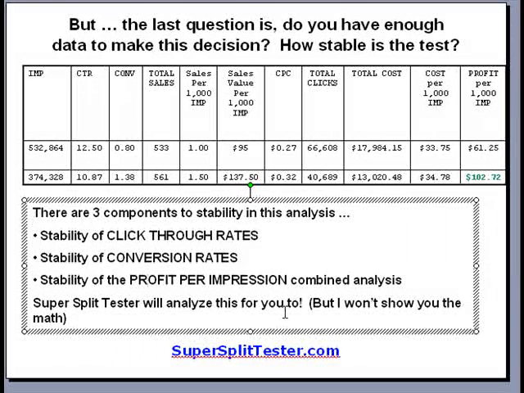You don't have to worry about all this math. Super Split Tester will do it all for you behind the scenes. And it will show you exactly how confident you are in each of these three analyses. And the bottom line is, when you enter all these numbers, you want to wait until you've got a reasonable confidence level, at least 80%, 90%, depending upon how much risk you're willing to take, in the profit per impression overall combined analysis. And Super Split Tester will break out the confidence for each of these three things for you.